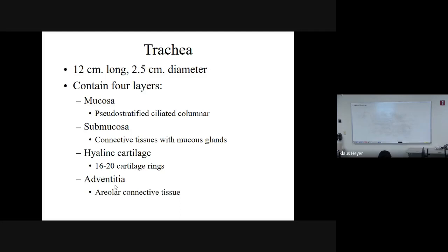But areolar connective tissue is connective tissue that is going to be connecting with something else. Connective tissue doesn't always mean it's connected. Blood's not connected to something else, and not all connective tissue is connecting things, right? But areolar connective tissue, yes. If I say areolar, then it's implied that there's something attached to it, in this case the esophagus. So anyway, these are the four layers: mucosa, submucosa, cartilage, adventitia. When we talk about the digestive system, it's roughly the same, mucosa, submucosa, except that one will not have cartilage, but anyway. These are the four layers.